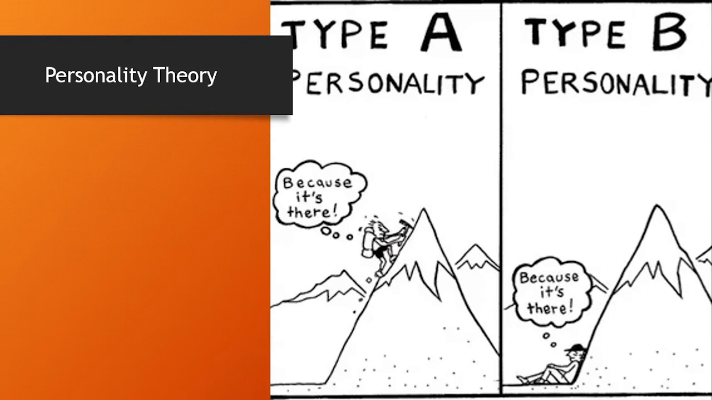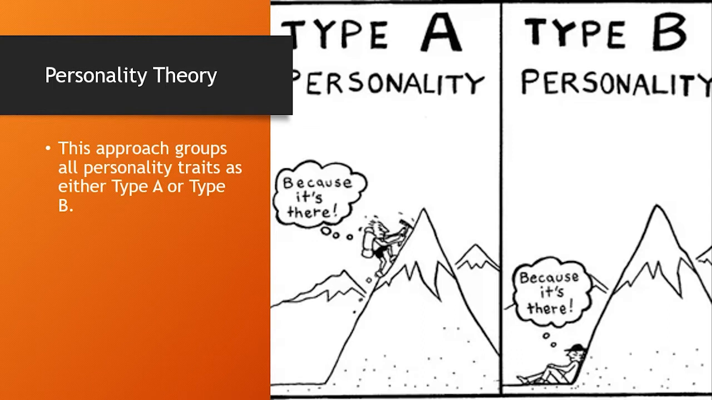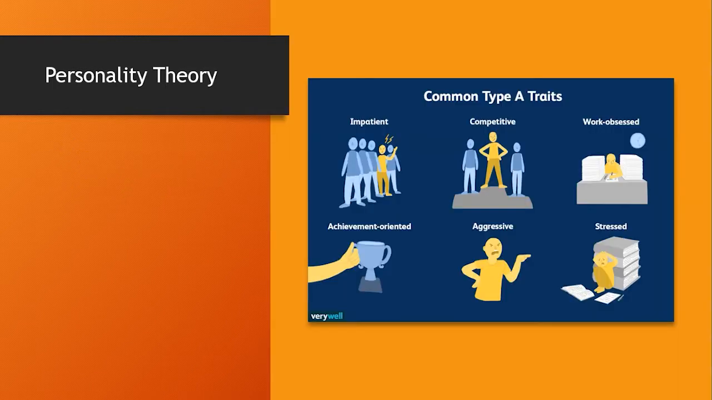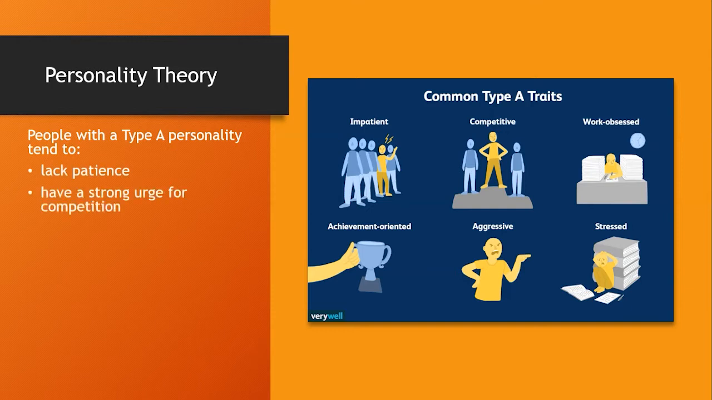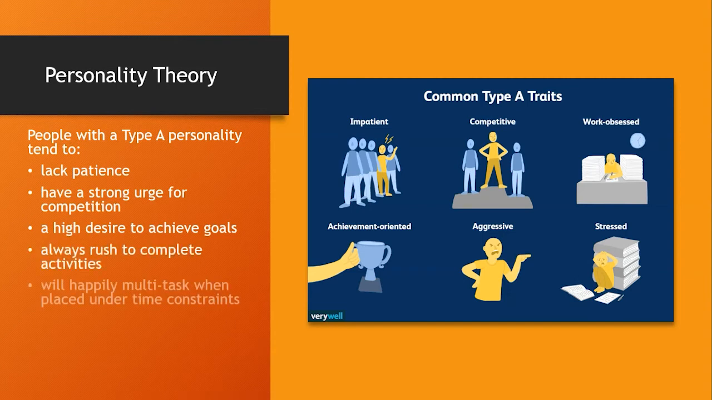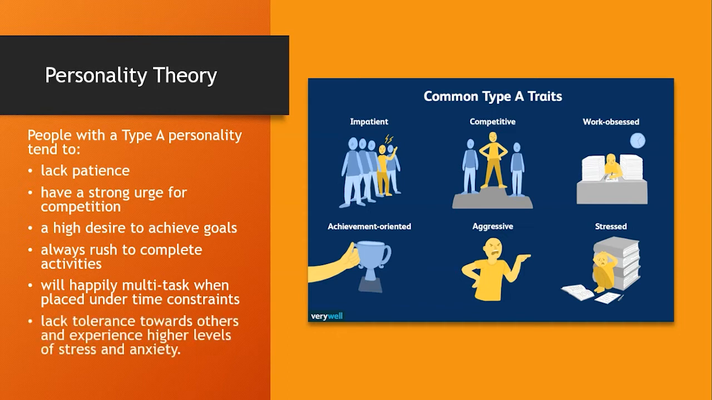Personality theory suggests that we can divide every single person into two types of personality, type A or type B. If you have a type A personality, you tend to lack patience, have strong urges for competition, have a high desire to achieve your goals, always be in a rush to complete activities, and will be happy to try and multitask when placed under time constraints. When you don't have much to do, you'll try and do everything at once.